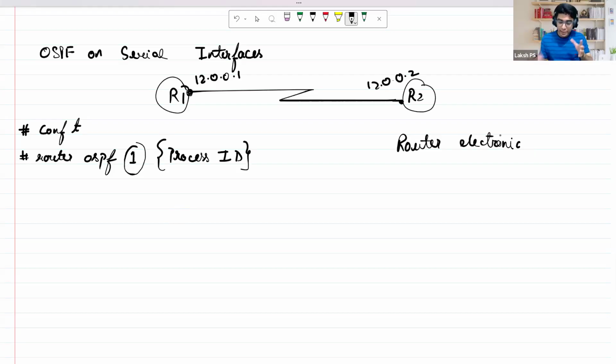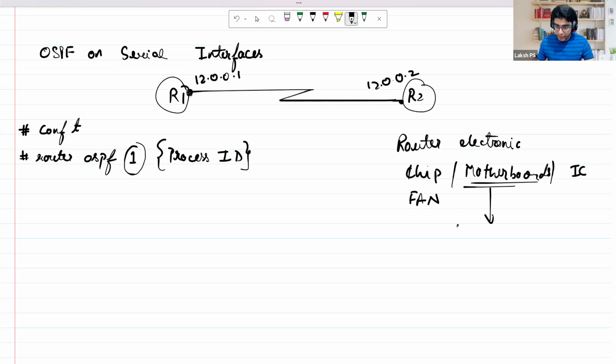A router is an electronic device which has its own intelligence as well, right? It has chips, it has motherboards, it has ICs on it, it has a fan. It's a whole box. I've shown you the pictures of a router, how it looks. So if it has a motherboard, that means it will have a memory. And if it has a memory, then we are talking from a RAM perspective.